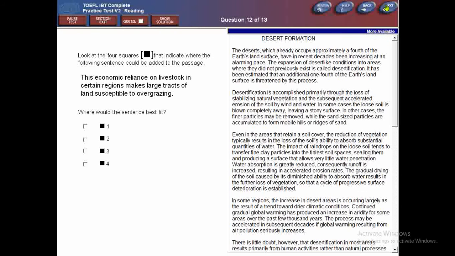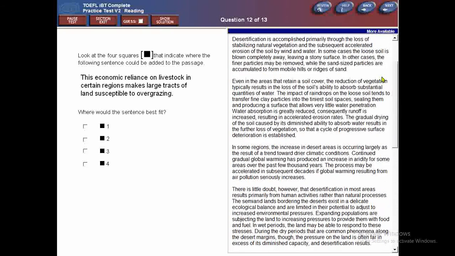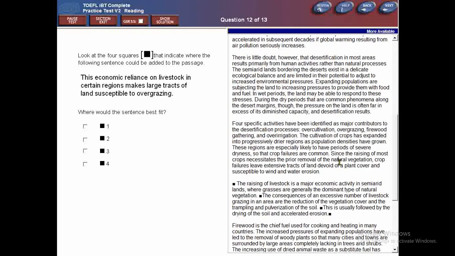Now again this is a hard question for me. Most of the time I cannot answer these questions, but just click here to see from which paragraph the sentence comes. Yes, it is another passage we have not read yet. So this economic reliance on livestock in certain regions makes large tracts of land susceptible to overgrazing. Okay, what is stated here?